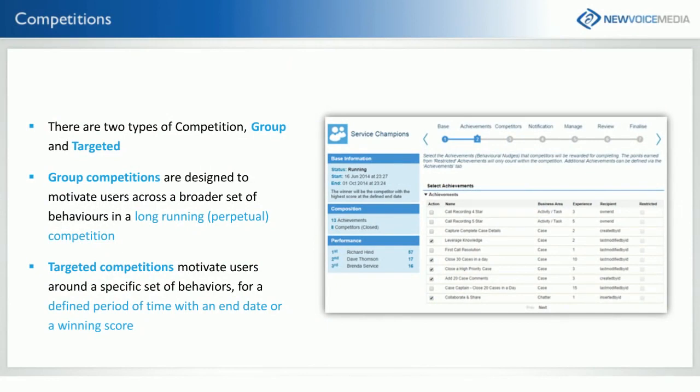I mentioned competitions. There's a wizard-based capability to create competitions. They have the ability to be targeted to specific individuals that you invite, or to a group of people based on their administrative assignment within the system. Group competitions are really designed to motivate your users across a much broader range of behaviors, and typically are ongoing. Targeted competitions motivate folks around more specific short-term goals. This could be quarterly spiffs, it could be an initiative to do more cold calling or more opportunity development, or whatever it happens to be.